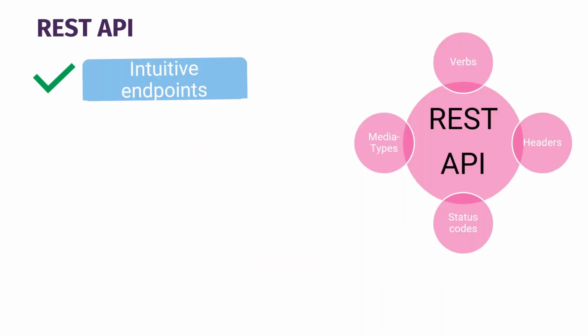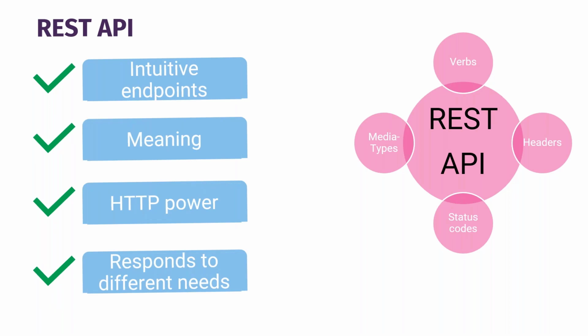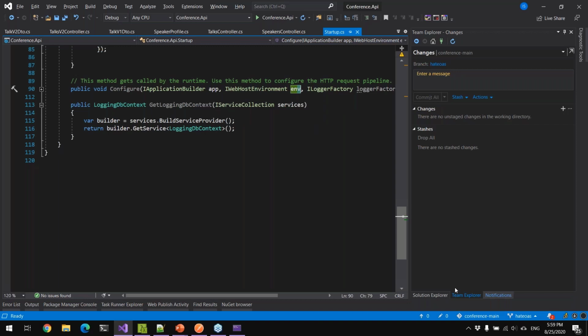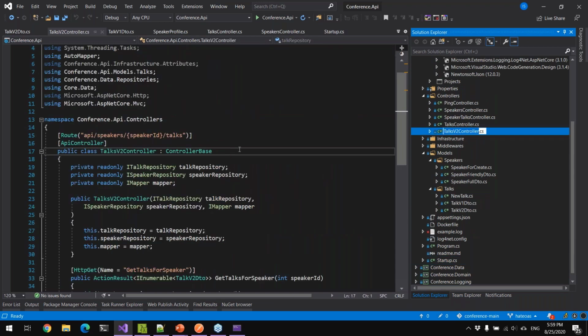Because it happens when you have intuitive endpoints, you add meaning, you leverage the HTTP power, and also you can respond to different needs. It doesn't matter if you own the client application or the client application is somewhere you do not know. Having REST and HATEOAS allows you to have an evolvable API, right? And I think one of the reasons we do not implement HATEOAS is that we say it hurts performance, and nobody will use that, so why bother? There are no libraries out there. But let's have a look. Since there are no libraries out there, maybe we should contribute and implement something.